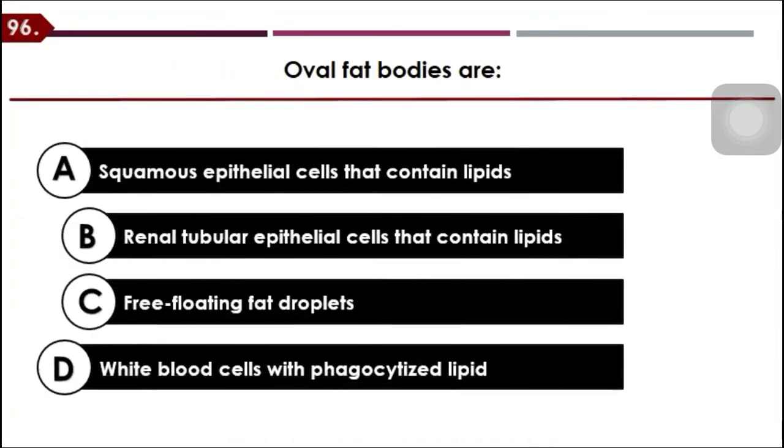Next, oval fat bodies are A. Squamous epithelial cells that contain lipids. Letter B. RTE cells that contain lipids. Letter C. Free-floating fat droplets. Letter D. White blood cells with phagocytized lipid. Okay, so what is our answer here? For number 98, of course, oval fat bodies are RTE cells that contain lipids.